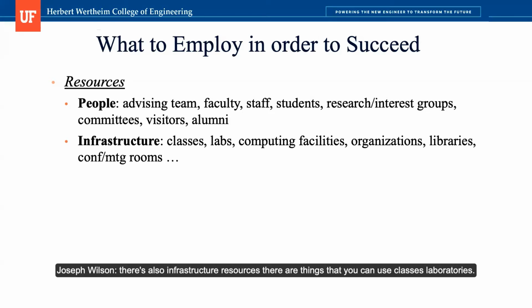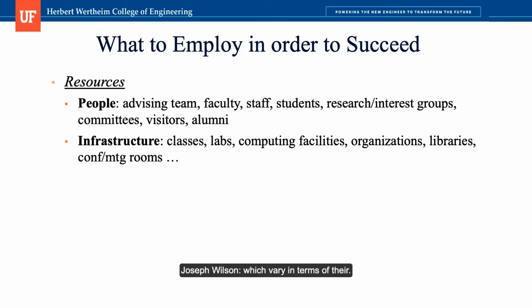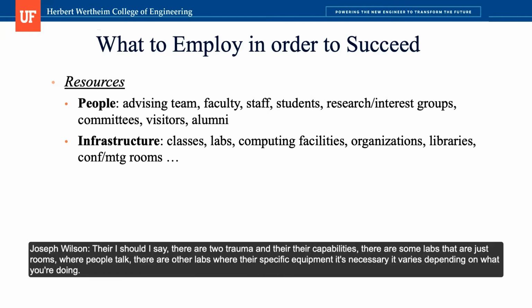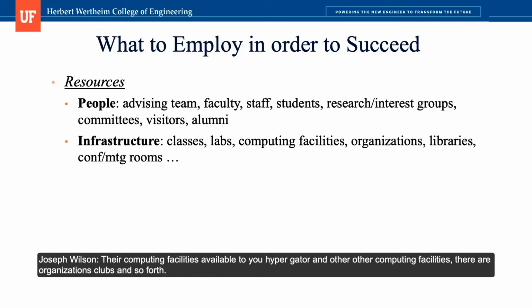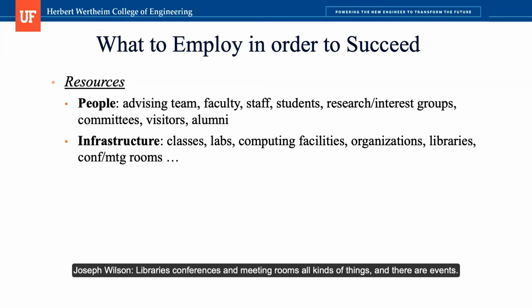There are also infrastructure resources. There are things that you can use: classes, laboratories, which vary in terms of their accoutrement and their capabilities. There are some labs that are just rooms where people talk. There are other labs where there's specific equipment that's necessary. It varies depending on what you're doing. There are computing facilities available to you, HyperGator and other computing facilities. There are organizations, clubs, and so forth, libraries, conferences, meeting rooms, all kinds of things.